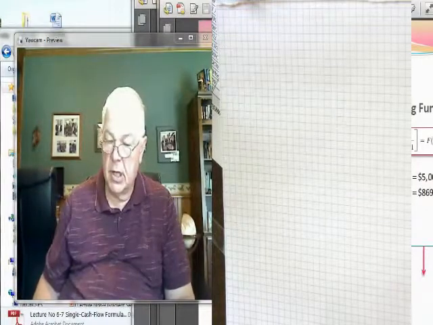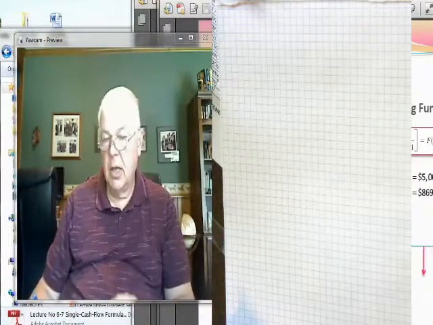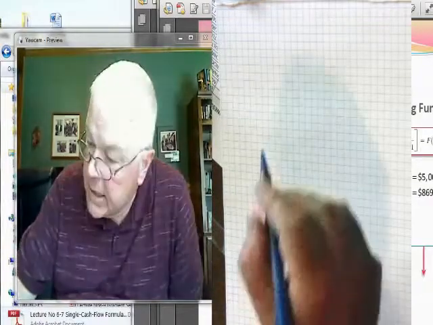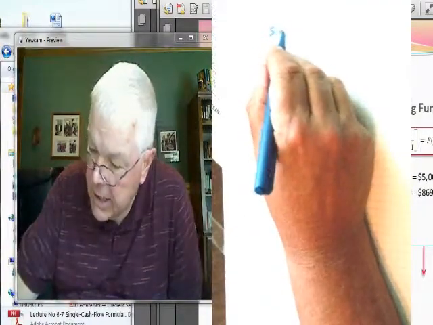Well, what about some of the other formulas? Well, one of the important ones is called a sinking fund. Your text talks about that.